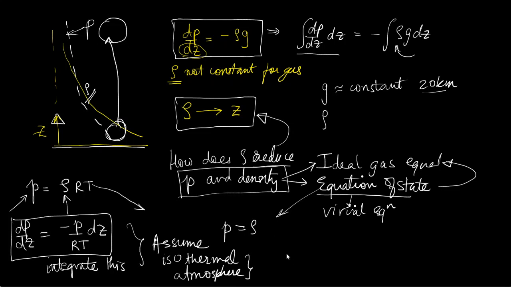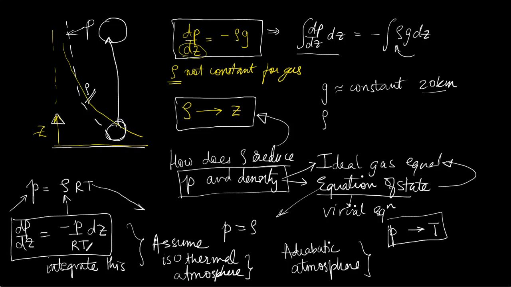One assumption is the adiabatic atmosphere, where instead of having T equal to constant, we have a variation of T with altitude. I mean, not just altitude, with pressure. So what is the relationship between P and T for an adiabatic process? Who can tell me the relationship between P and T for an adiabatic process?